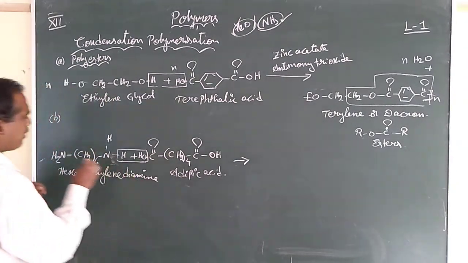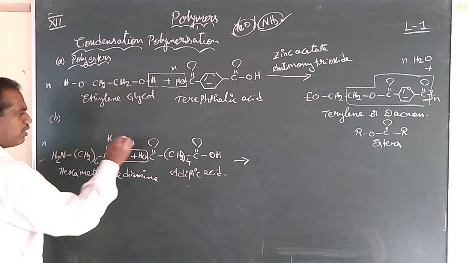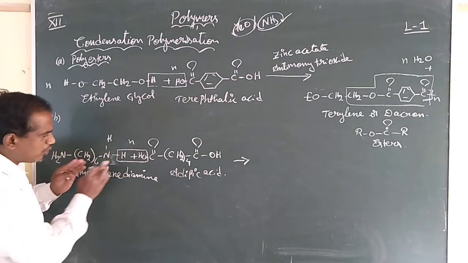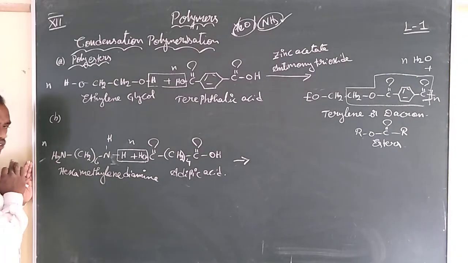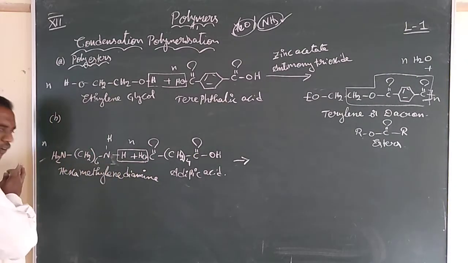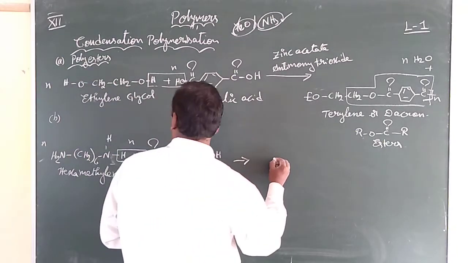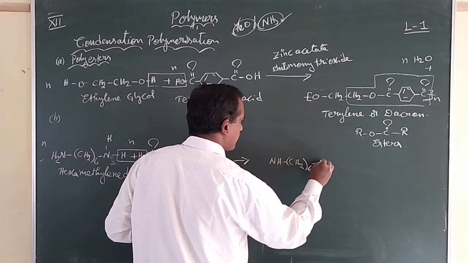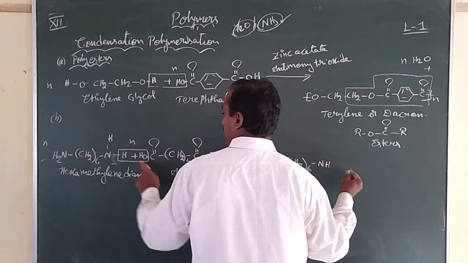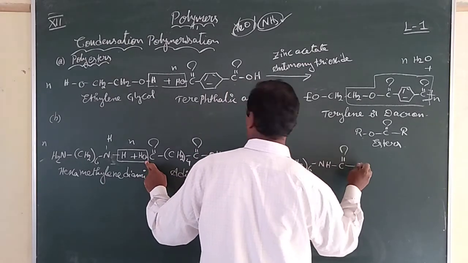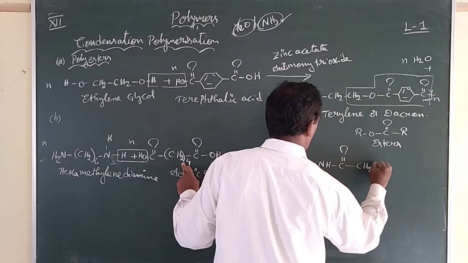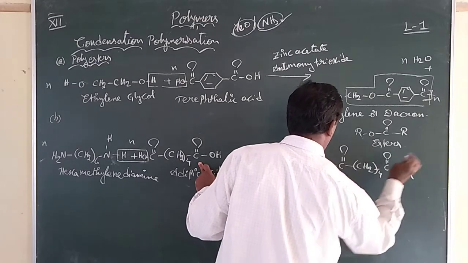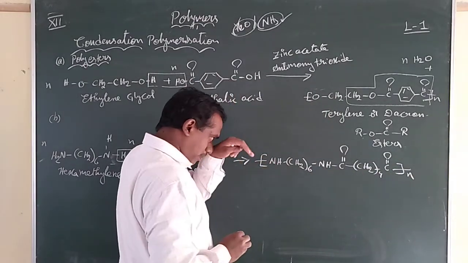So the story takes place between many of the monomers. See here, the hydrogen is removed from the other end, and here also the hydrogen is removed by the OH of the previous molecule. Then what is being formed, children? NH, CH2 6, NH and C double bonded O, CH2 4 in number, C double bonded O, up to nth number that will form.